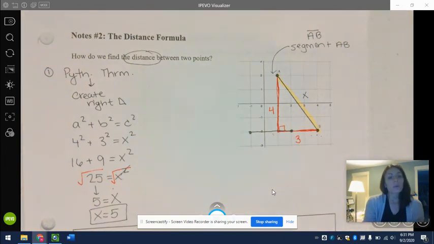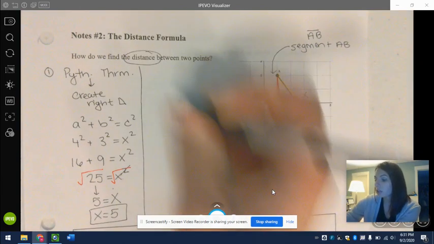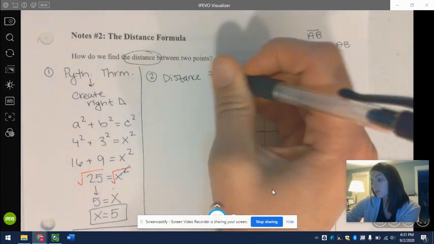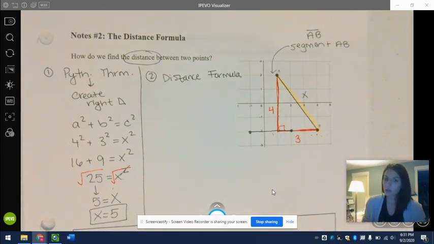Now, we don't always have a diagram, so we're not always going to have a visual and then draw a right triangle and use the Pythagorean theorem. There's actually a formula that we can memorize that allows us to find the distance between any 2 points. So our other option here is to use what's called the distance formula. Our distance formula kind of looks intimidating when we first write it down, but it's really just substituting in numbers and simplifying it down.